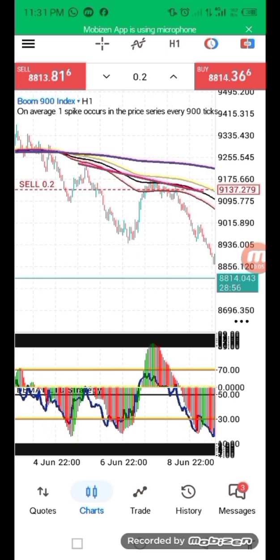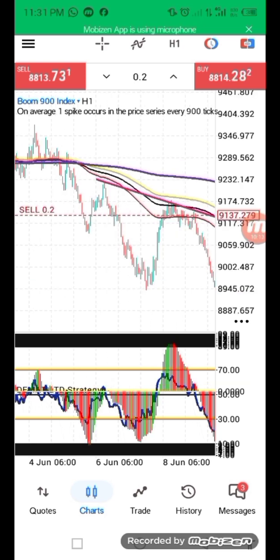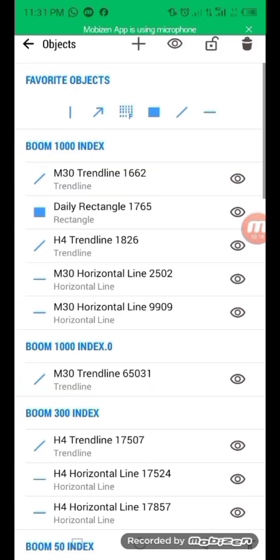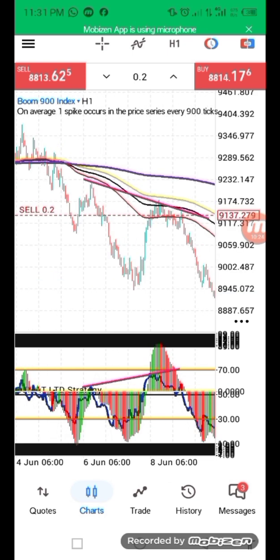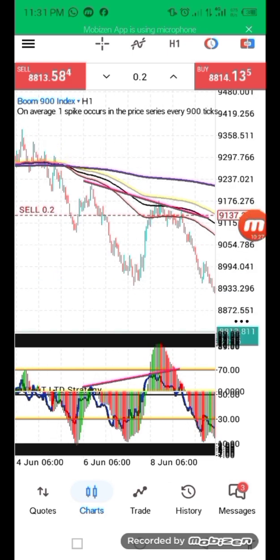Price here is making lower high, lower low, while the RSI, which is the blue indicator here, is making higher low and higher high, while price is still within the moving average zone. Then the next thing we need to check is if this point corresponds to a valid point on a trend line.